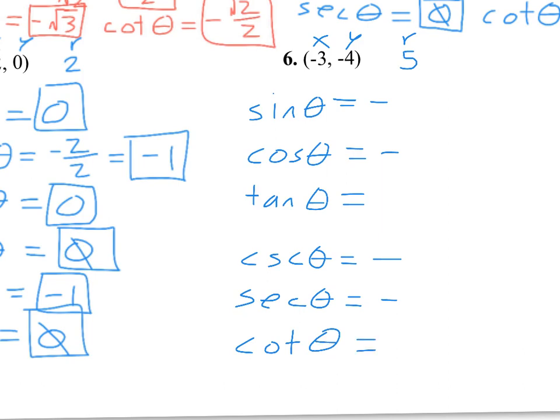Alright, sine is y divided by the hypotenuse, so 4 over 5. Cosine is x divided by the hypotenuse. Tangent is y divided by x, and because they're both negative, it becomes positive. Let's box these answers.